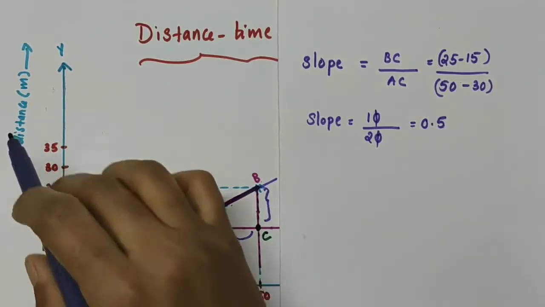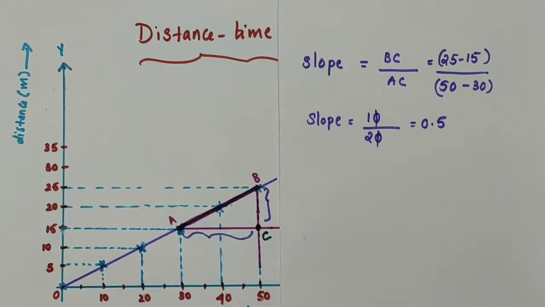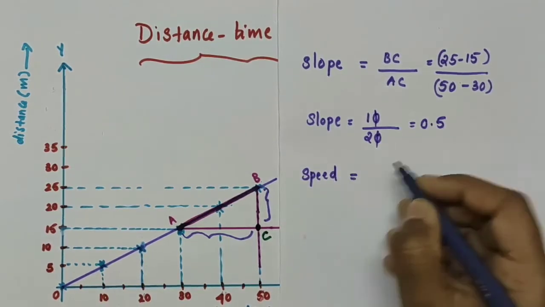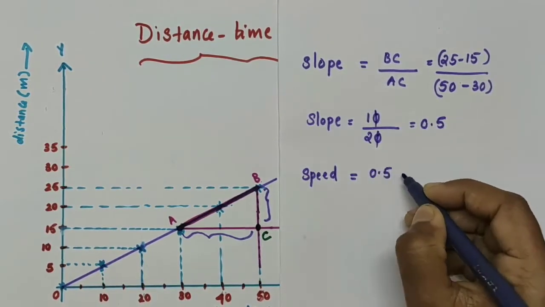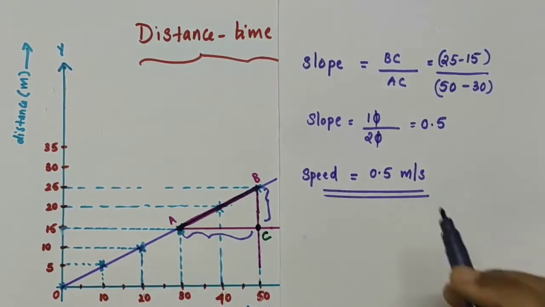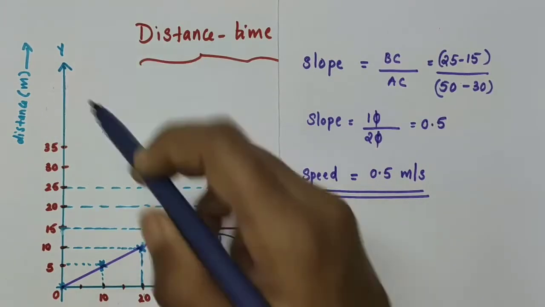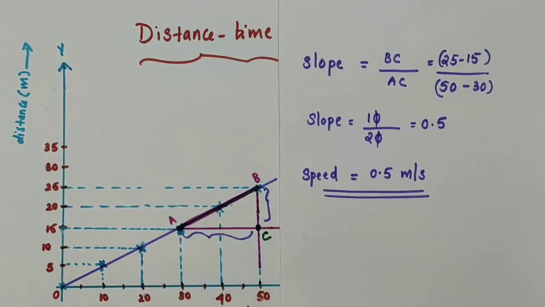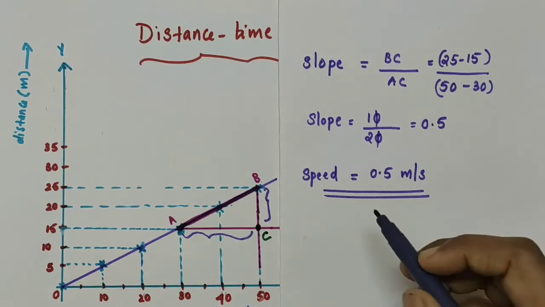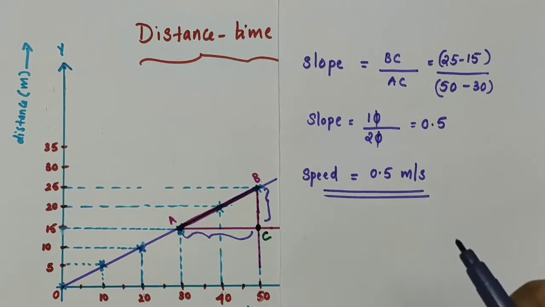So slope of the distance time graph is actually what? It is the speed. So here we can write speed of this object is equal to 0.5 meter per second, or meter second raised to minus 1. Because distance values are measured in meters, time values are measured in seconds. Okay, so the object moves with a uniform speed of 0.5 meter per second throughout its motion.